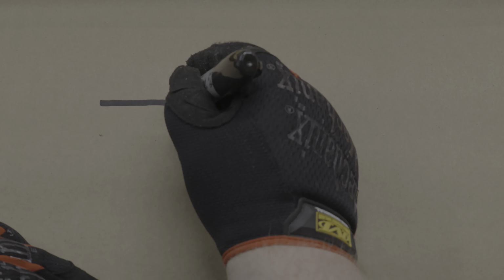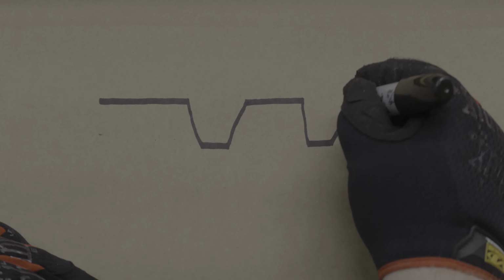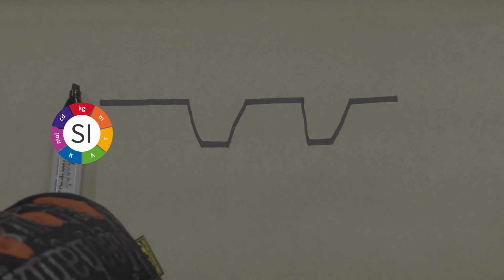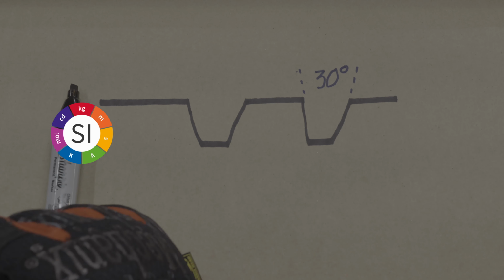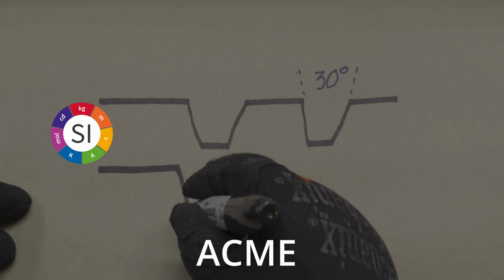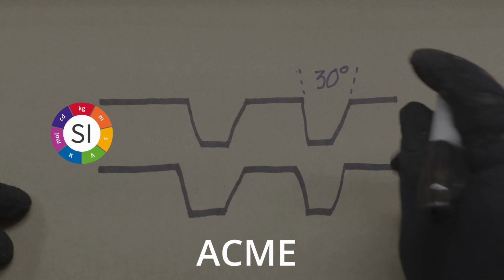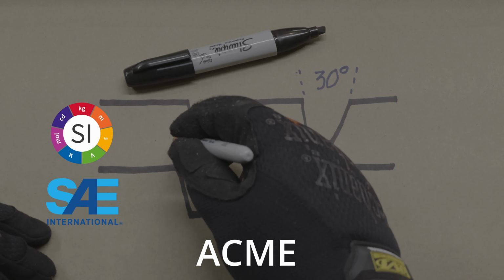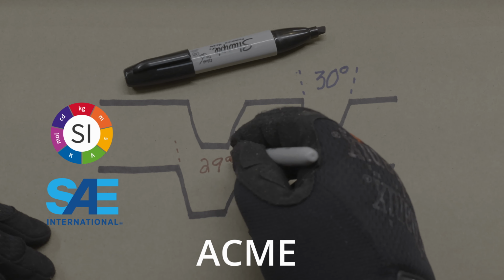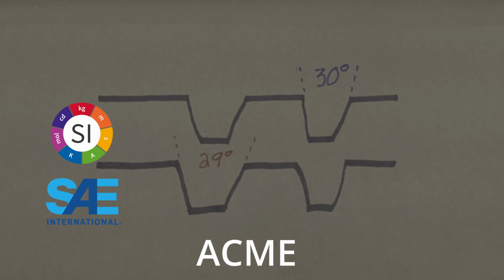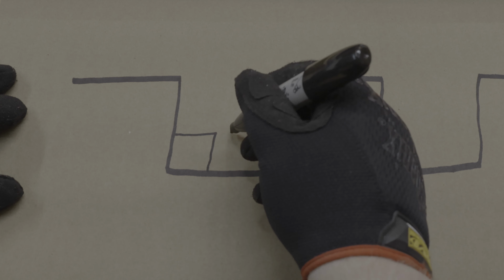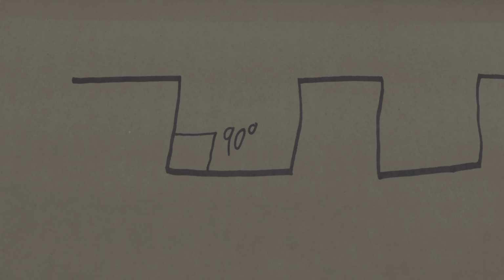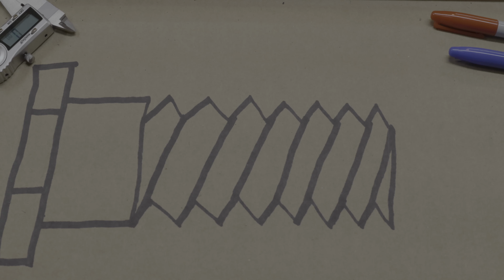Metric trapezoidal threads have an angle of 30 degrees. The standard thread, also known as Acme, has 29 degrees. But if you need maximum strength, square thread will be your option. This is just an overview. We will focus on American standard and metric threads.